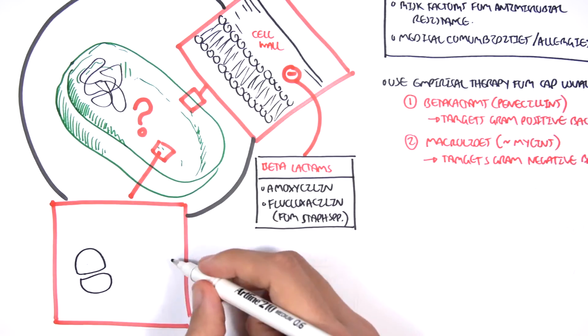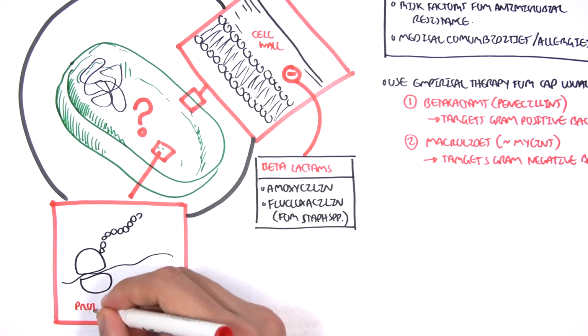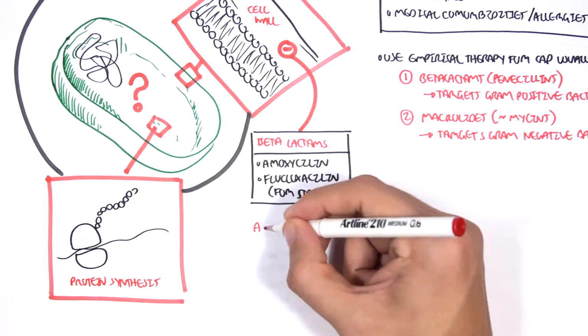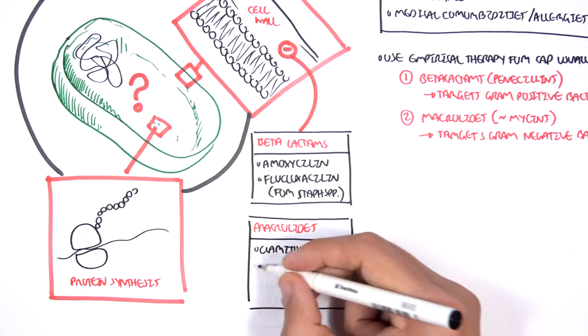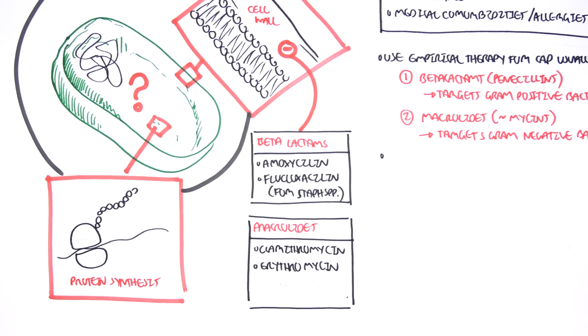The bacteria make proteins all the time. The macrolides inhibit this process. Macrolides including clarithromycin and erythromycin are used.